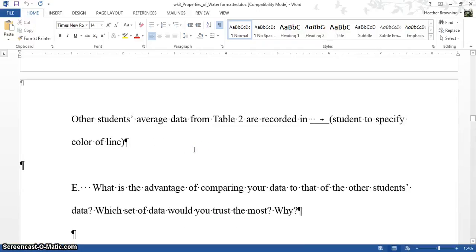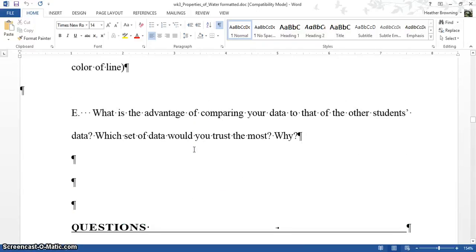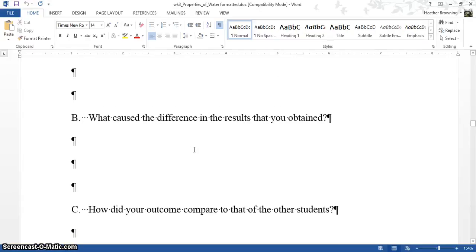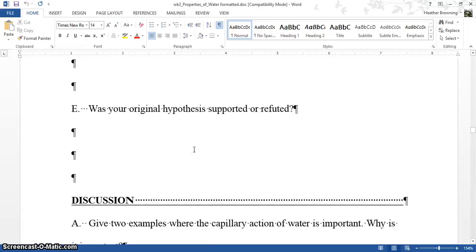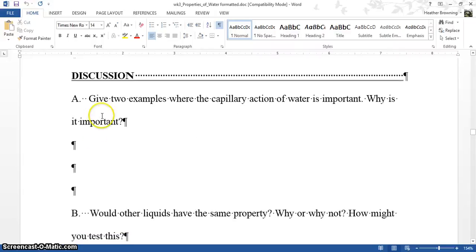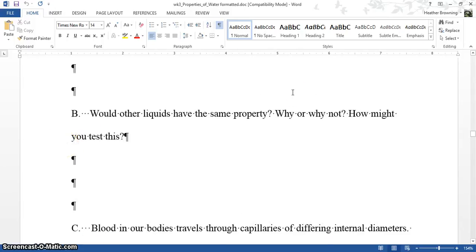That fun stuff. And then we're going to have some questions. What did you observe? What was the outcome compared to other people? How does it explain it to your hypothesis? Give 2 examples of capillary action of water that's important. If you can't think of anything, do outside research. What other liquids have this property?